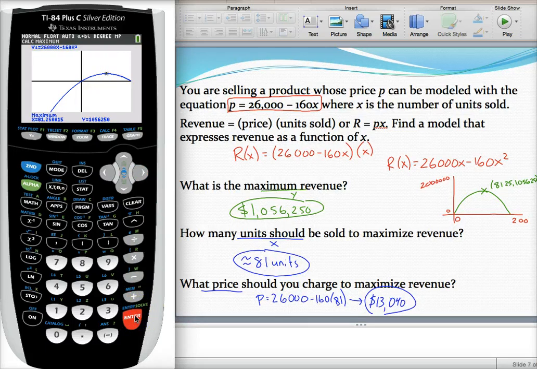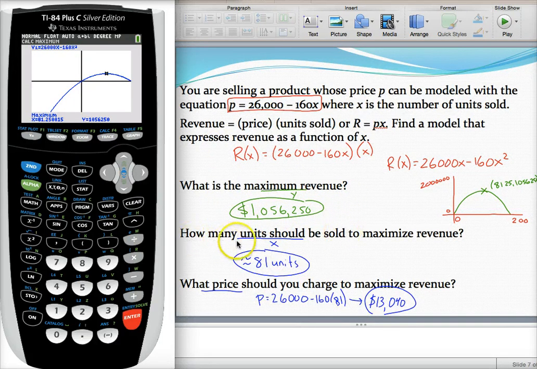The real trick to this problem, once we found the window, is to make sure we've answered the 2 questions and given them the information they want. The maximum revenue is the output, the Y value. So there is my maximum revenue, that $1 million. And so I've gone ahead and labeled it $1 million, and used commas and dollar signs and all that.